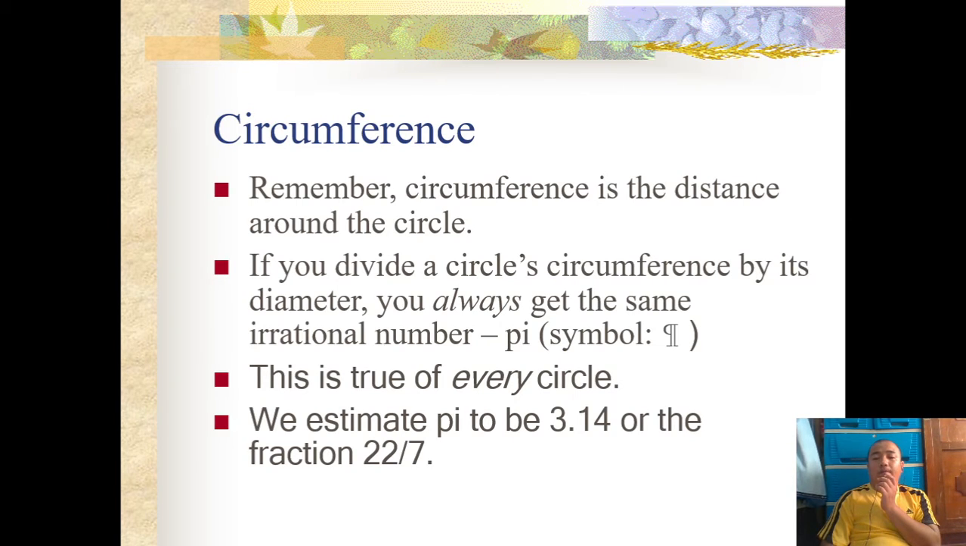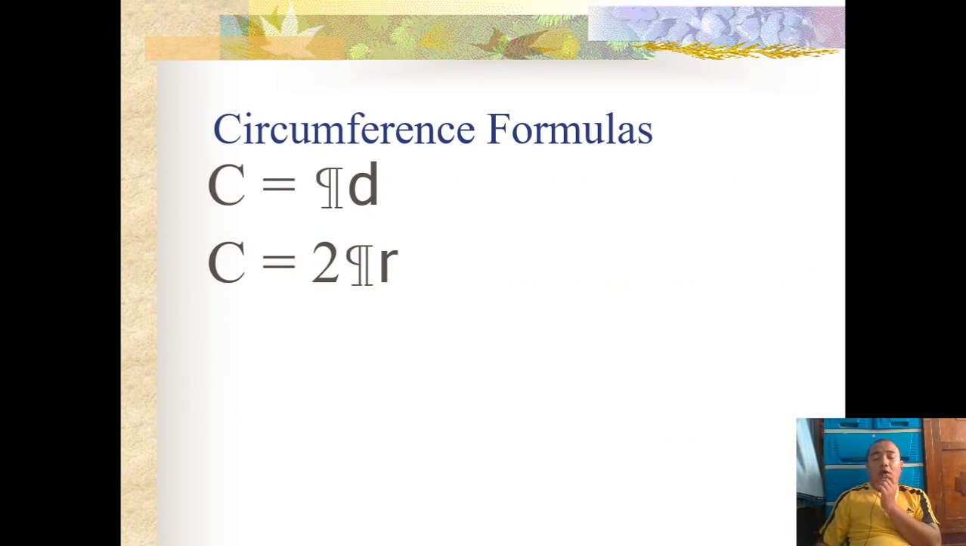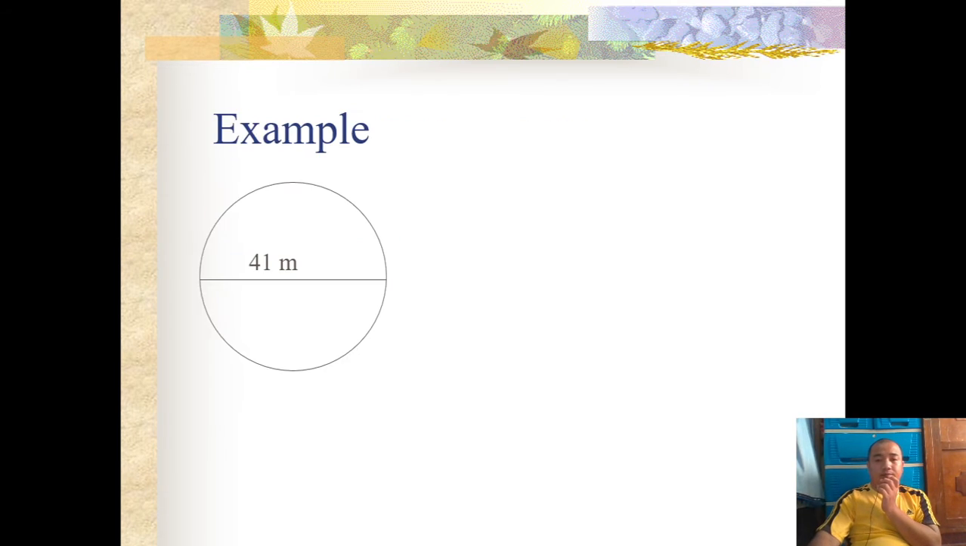That is its symbol. This is true of every circle. We estimate pi to be 3.14 or the fraction 22/7. So how do we get the circumference of a circle? All we have to do is use the formula pi d or 2 pi r. When the given length is the diameter, use pi d. When the given length is the radius, use 2 pi r.